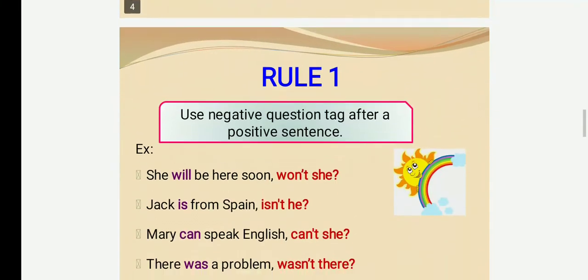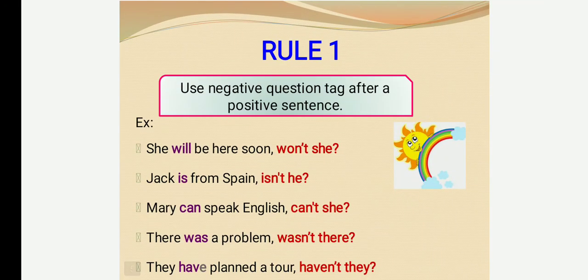Next, we are going to learn the rule. The first thing is, if the given sentence is in positive form, we have to use negative question tag. Let us see the example. She will be here soon. So it represents that the sentence given in a positive form. So I just highlighted the helping verb because in few sentences we can see the helping verb. In those kind of situations, it is easy for us to frame question tag.